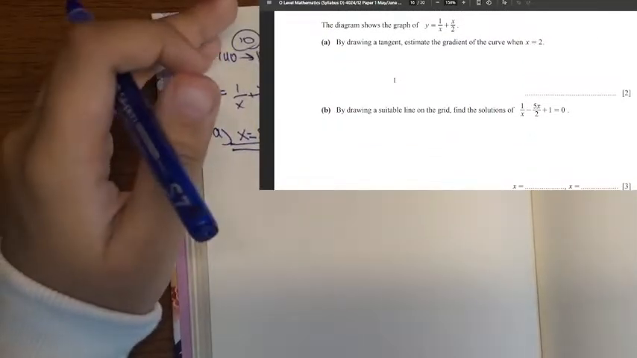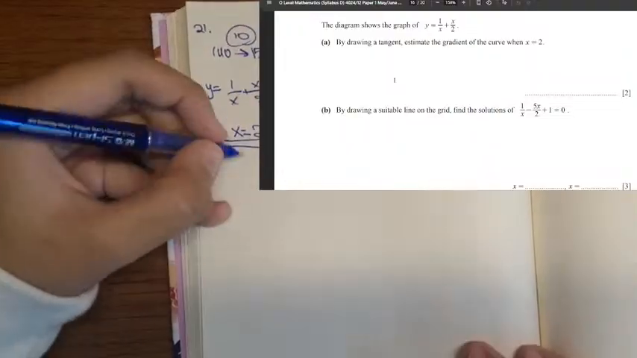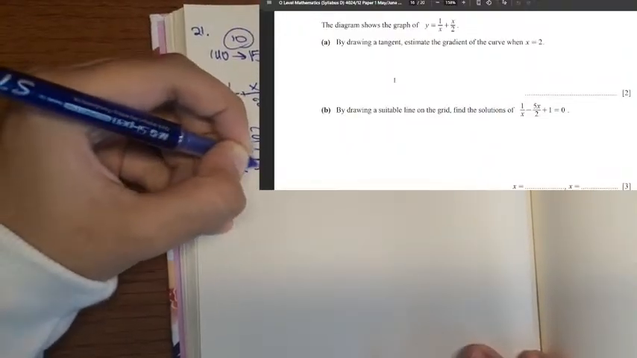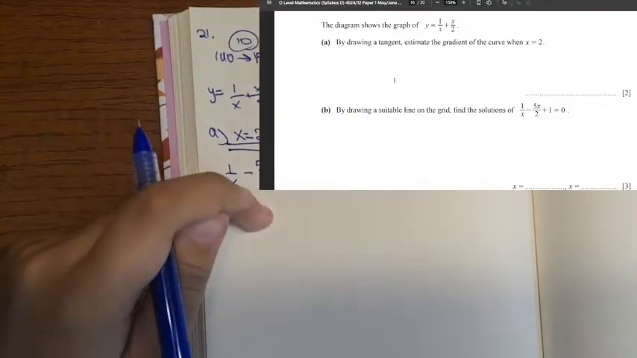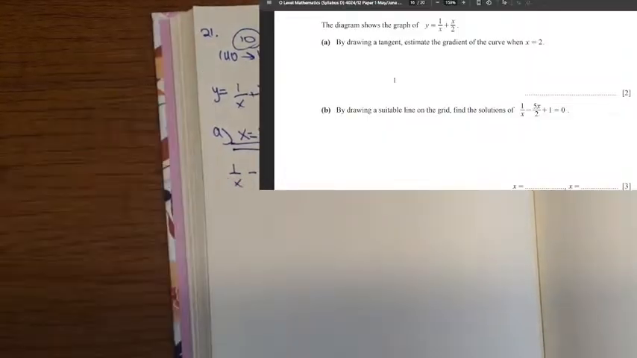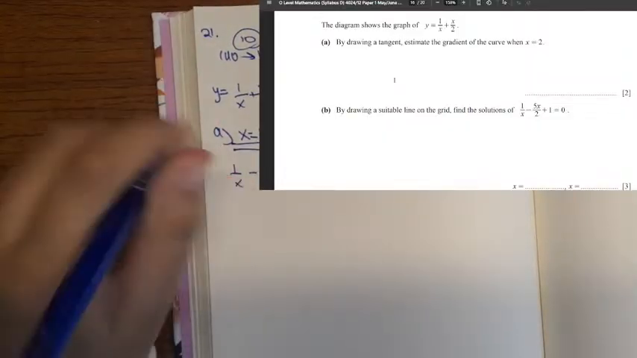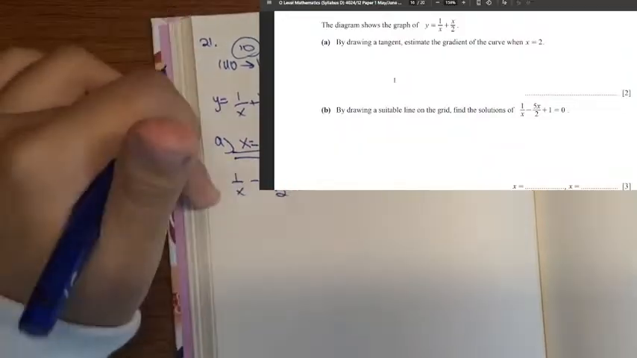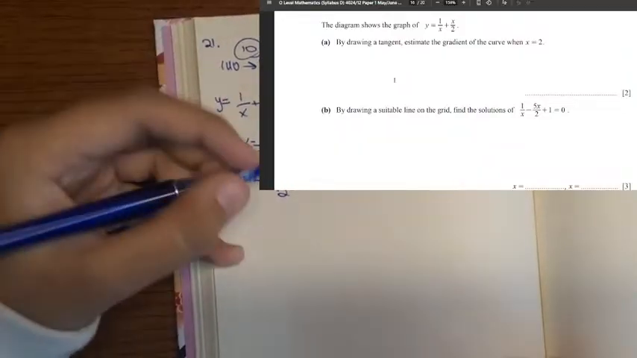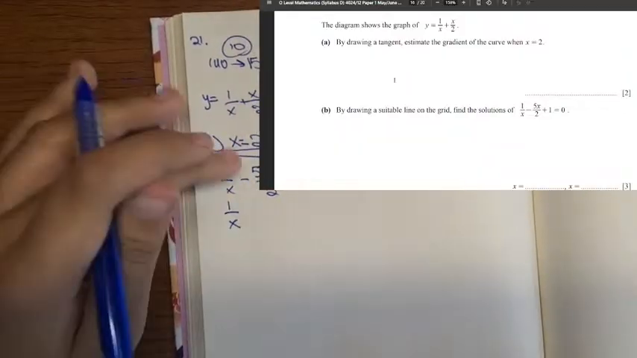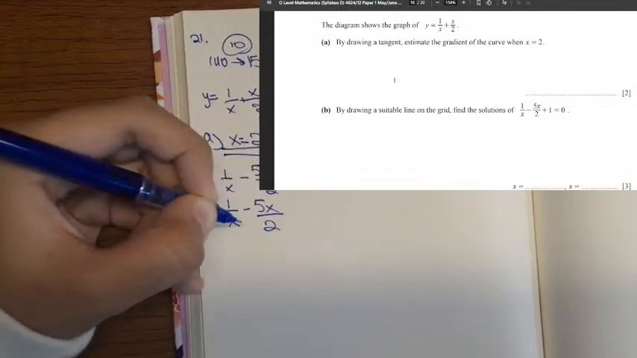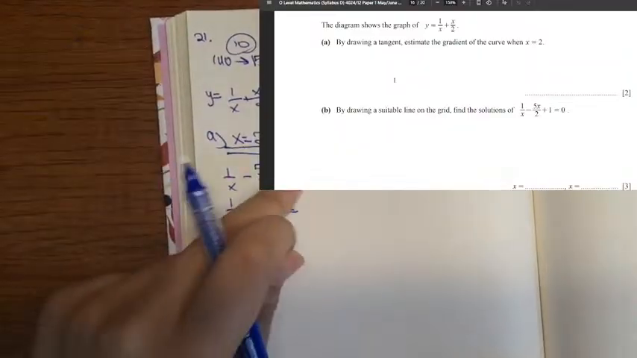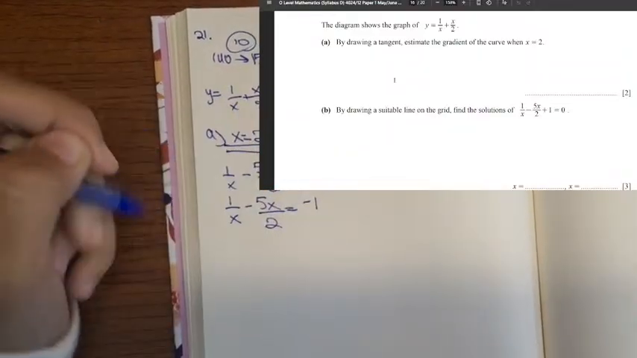Now they're saying to draw a suitable line on the grid and find the solutions of 1 upon x minus 5x upon 2 plus 1 is equal to 0. Since this is not equal to the original equation, the easiest thing to do in these cases is to find how we can manipulate this in order to change it into the original equation. So 1 upon x is minus 5x upon 2 plus 1 equals 0. How can we change this to make the original equation? The first thing we have to notice is that there is an additional 1 here. Let's move that to the other side.